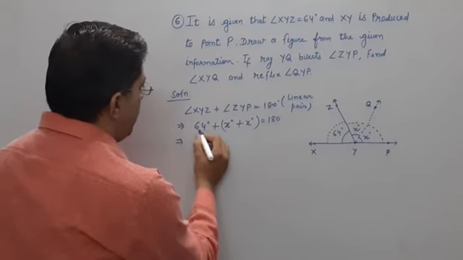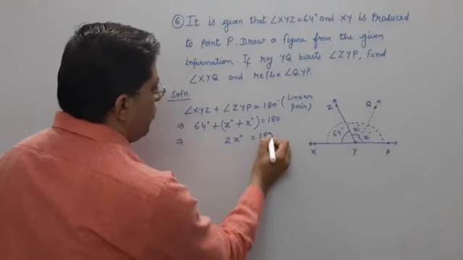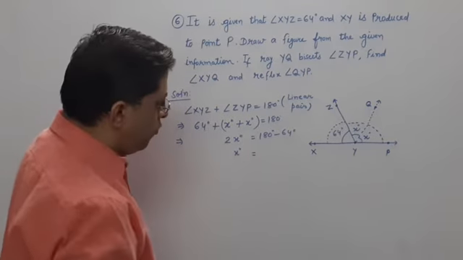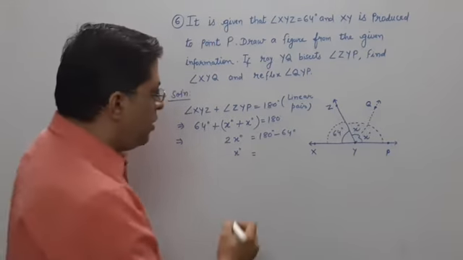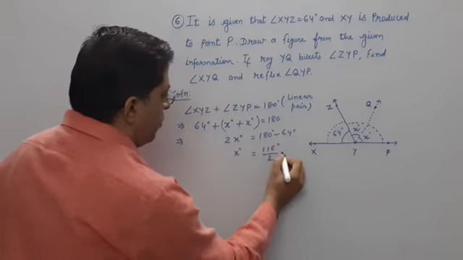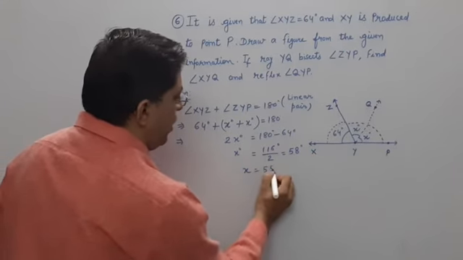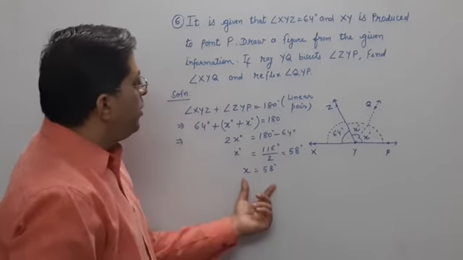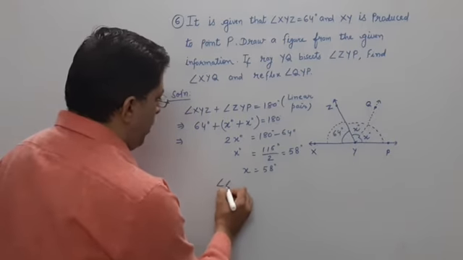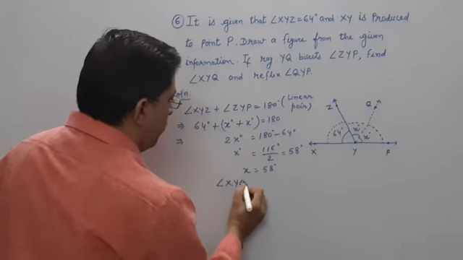Now see here. This is 64 degree, I am sending that side. X plus x is 2x degree. This is 180 minus 64. If 180 minus 64, what will it be? See here, this is 116 and divide by 2. Then here 2 5s are 10, 2 8s are 16. X will be your 58 degree. X is 58 degree. It means the value of angle XYQ you have to find out.